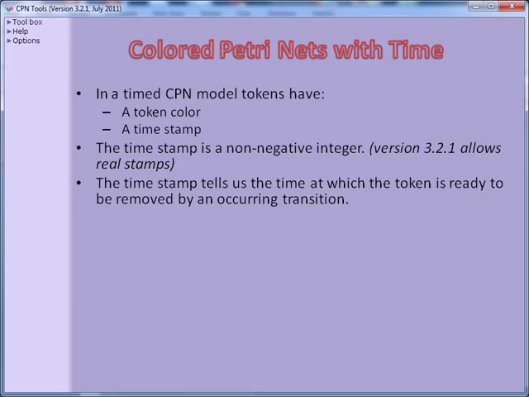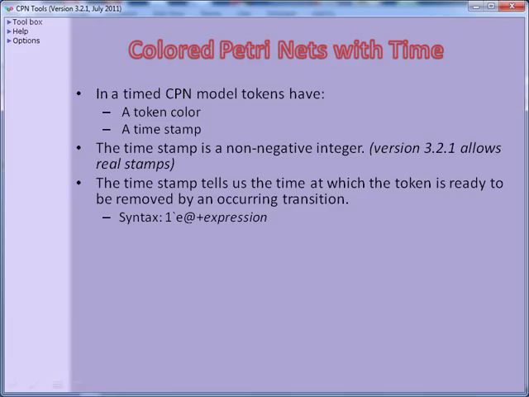The timestamp tells us the time at which the token is ready to be removed by an occurring transition. So if you see a token with some color, some value, and a timestamp, the purpose that this timestamp serves is the time. It tells you the time at which this token will be available for transitions to get enabled. If the token is in an input place to a transition, that is the earliest time when this transition can remove this token. Tokens with timestamps will have a syntax like this one.